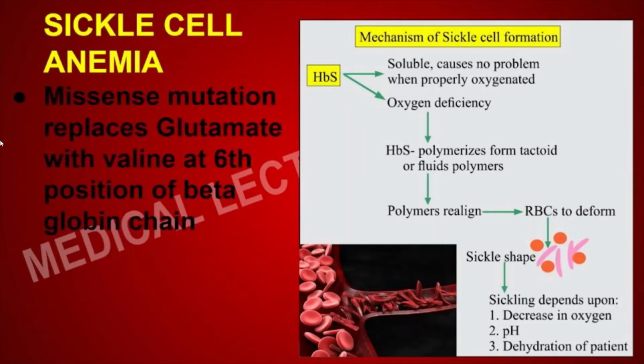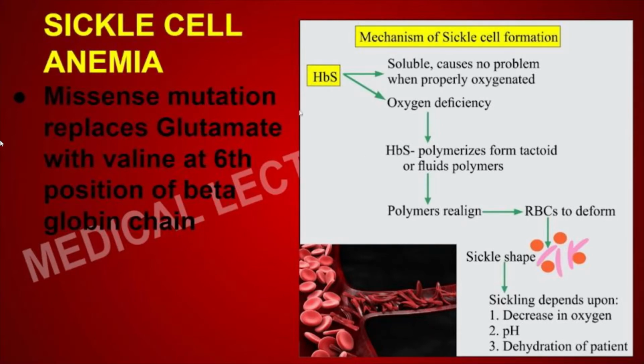Now next is sickle cell anemia. As the name says, sickle cell, the RBCs become sickle in shape. In sickle cell anemia, a missense mutation occurs which replaces glutamic acid with valine at the 6th position of the beta globin chain.